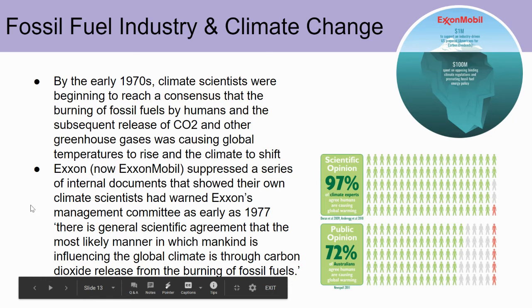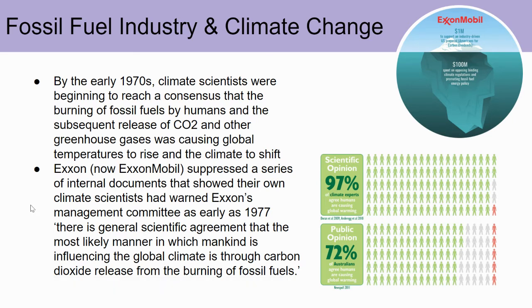The next is the fossil fuel industry and climate change. So by the early 1970s, climate scientists were beginning to reach a consensus that the burning of fossil fuels by humans and the subsequent release of CO2 and other greenhouse gases was causing global temperatures to rise and the climate to shift. So Exxon, which is now called ExxonMobil, suppressed a series of internal documents that showed their own climate scientists had warned Exxon's management committee as early as 1977 that there is general scientific agreement that the most likely manner in which mankind is influencing the global climate is through carbon dioxide released from the burning of fossil fuels.